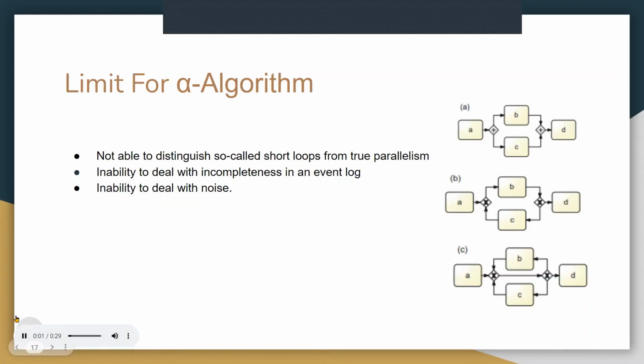But the alpha algorithm also has limitations. First, it's not able to distinguish the so-called short loop from true parallelism. Then, the event log must be complete. Finally, it cannot handle noise. Case records are often missing, which can have a huge impact on the alpha algorithm.